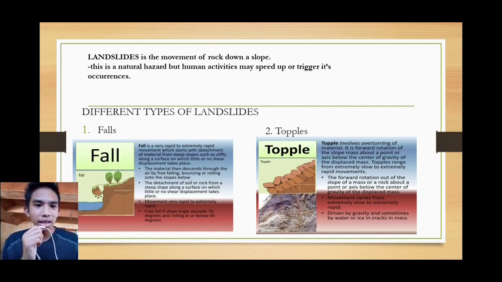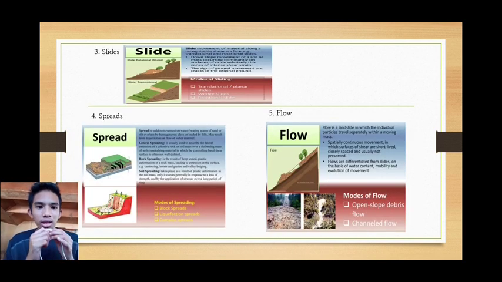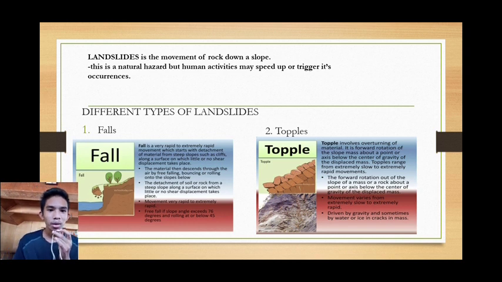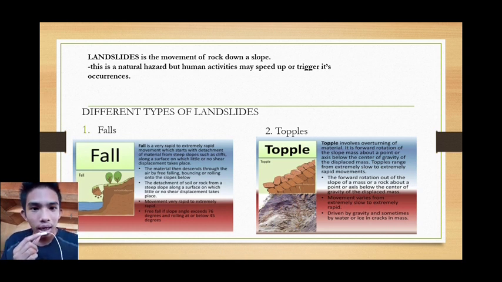There are 5 different types of landslides: fall, topple, slide, spread, and flow. Let's define first the fall. Fall is a very rapid to extremely rapid movement which starts with detachment of material from steep slopes such as cliffs along a surface on which little or no shear displacement takes place. So fall is where landslide happens in the cliff areas of the mountain.